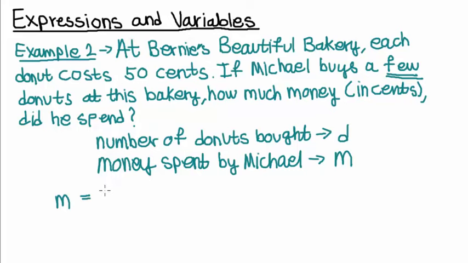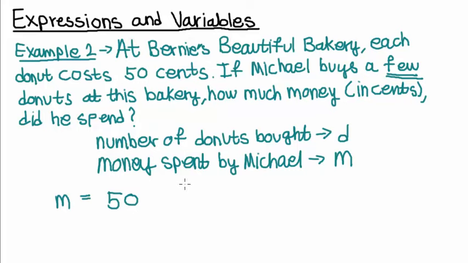What I know for sure is that each of the donuts at Bernie's Beautiful Bakery cost 50 cents. And what I know is that Michael bought D amounts of donuts. So, do I need to write 50 plus D, 50 minus D, 50 divided by D, or do I need to write 50 times D?